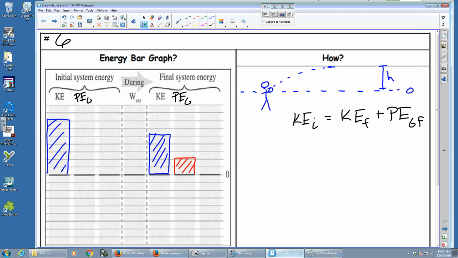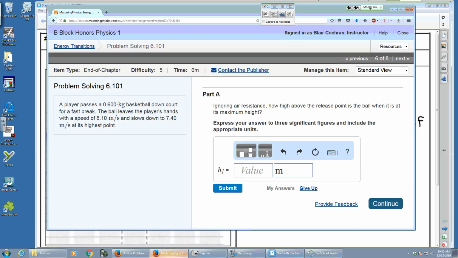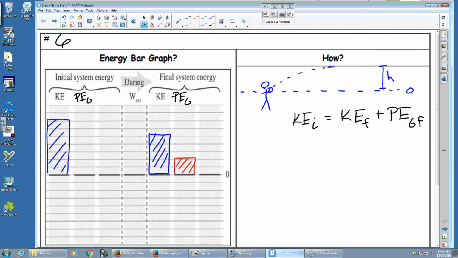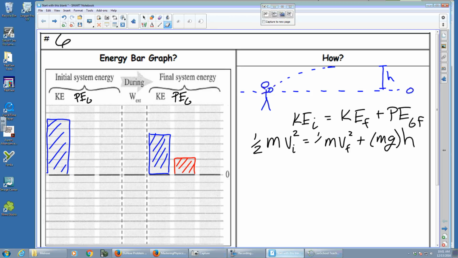So let's see, now I have to remember, what do they want to know? They want to know what height it ends up at. Okay. Well, let's see. This is 1/2 m v initial squared. This is 1/2 m v final squared plus m g h. Where am I getting all these weird letters from? Otherwise known as our equation sheet.